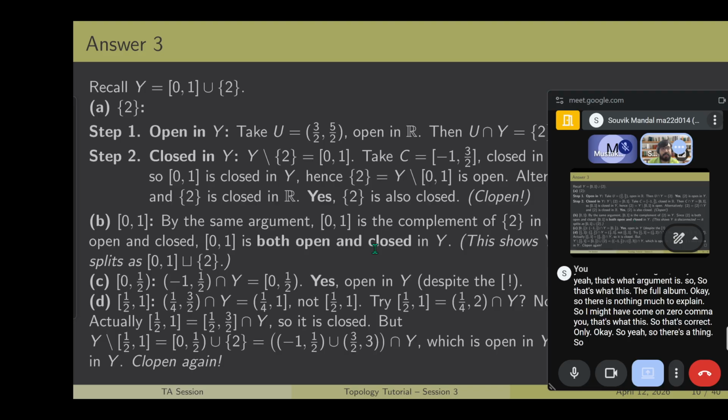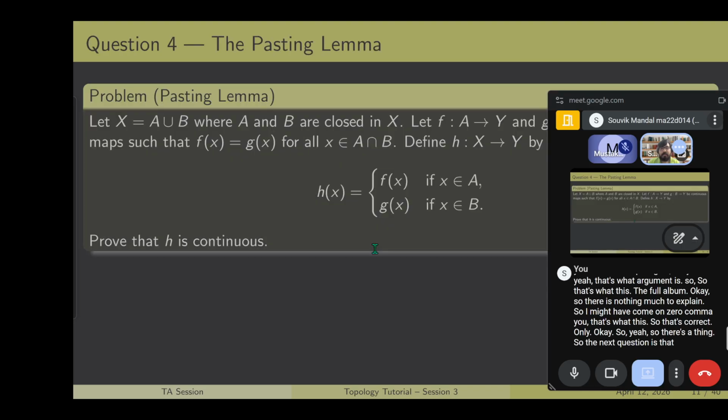So the next question is the pasting lemma. This also seems theoretical, but it can actually come up in the exam. So X equals A union B, with A and B closed, f is a map from A to Y, g is a map from B to Y, and f(x) equals g(x) on the overlap. And h is a map from X to Y, with h(x) equal to f(x) for x in A and g(x) for x in B. We need to show that h is continuous. Okay, so that's what we need to prove.